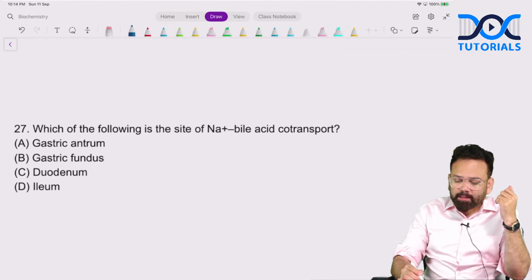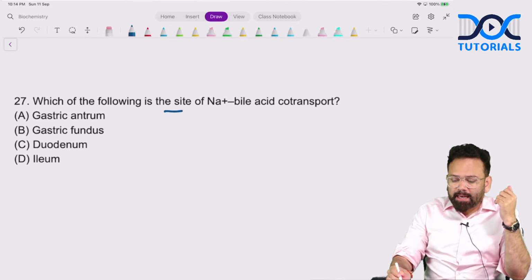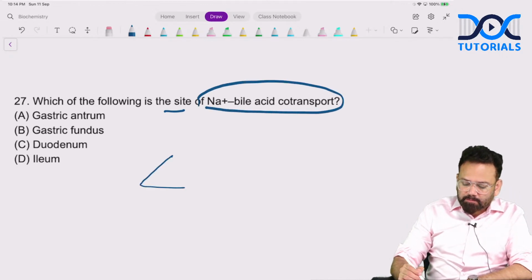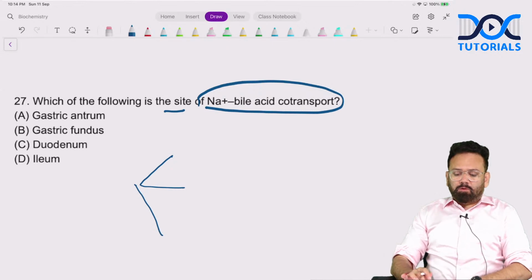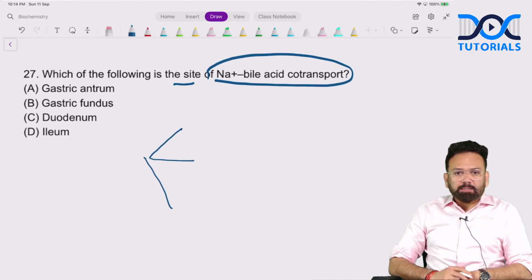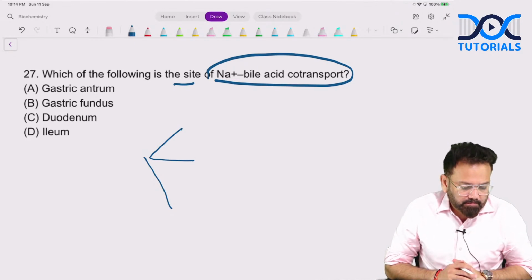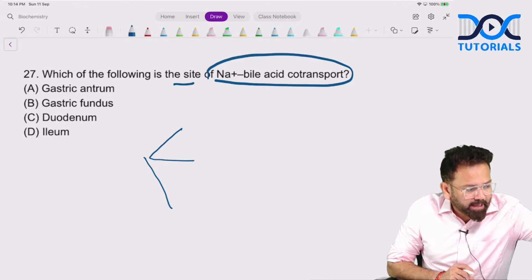Which of the following is the site of bile acid transport? Very simple. What is the answer? Which of the following is the site of sodium bile acid co-transport? Bile acid is absorbed from where?